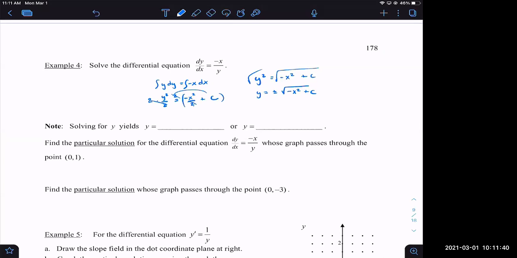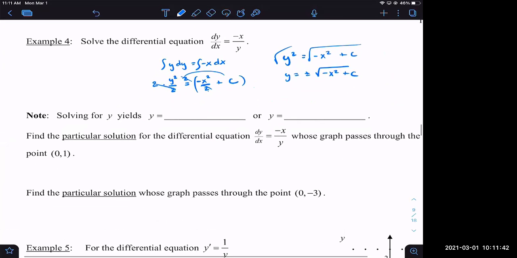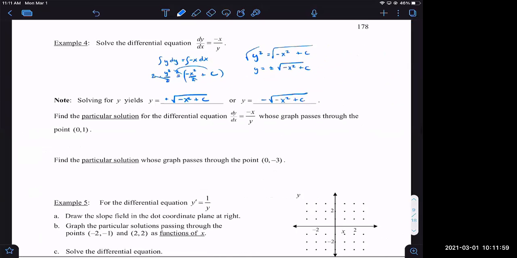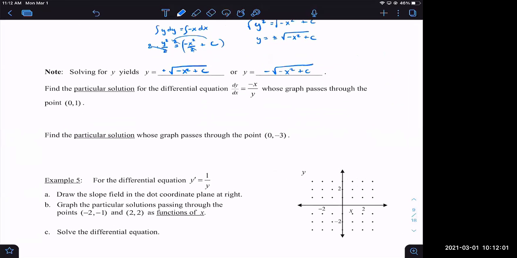No, it was up there. Okay. So what it's saying here is, solving for y yields two equations. Yeah, ours is two equations. It's either a positive square root of this or a negative square root of this. You guys have had some practice choosing which one it is. So we're going to look at this. Okay, they want us to find the particular solution to this differential equation that passes through the point 0, 1.